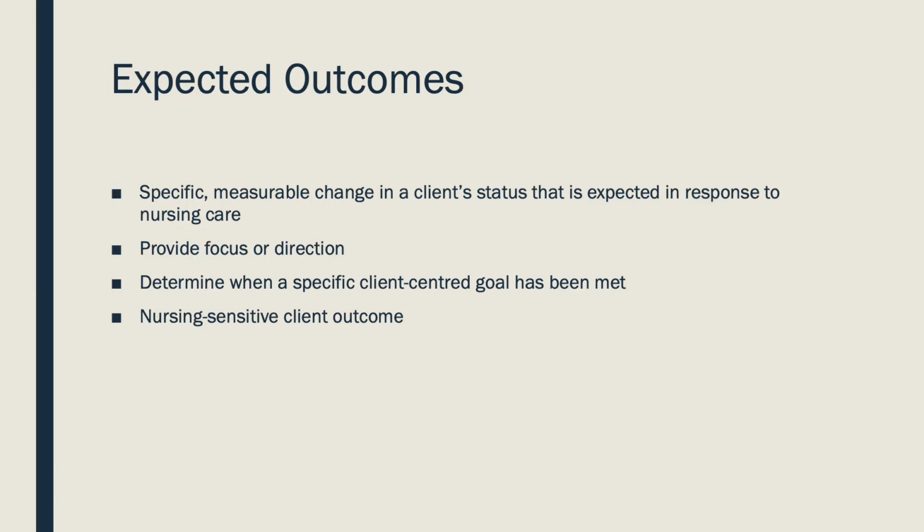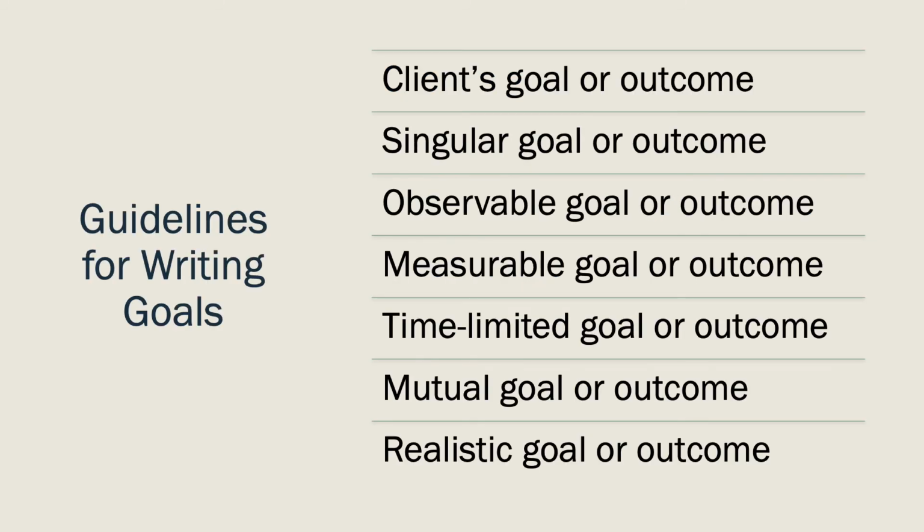Expected outcomes refers to the specific measurable change in a client's status that is expected in response to nursing care. So it provides focus and direction, and it ultimately allows you as the nurse to determine when a patient's goal has been met or unmet, and if there's changes that need to be made to a nursing care plan as a result. When you're writing down clients' goals, it's important that they are client-centered. You have made them in mutual discussion with your client, but they also need to be written SMART. And what SMART stands for is specific, measurable, attainable, realistic, and timely.